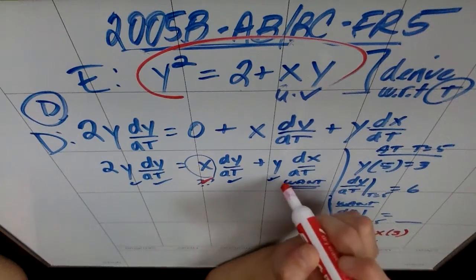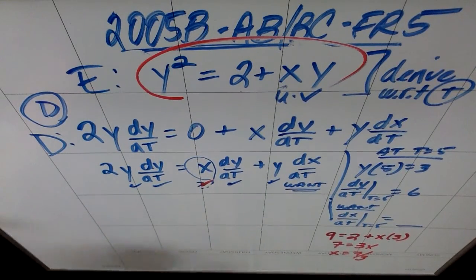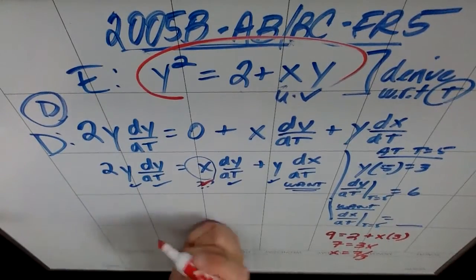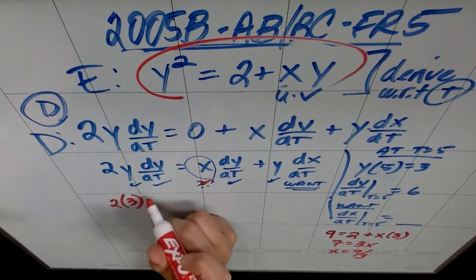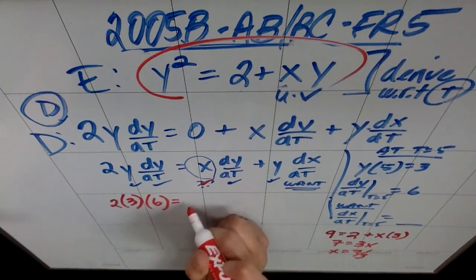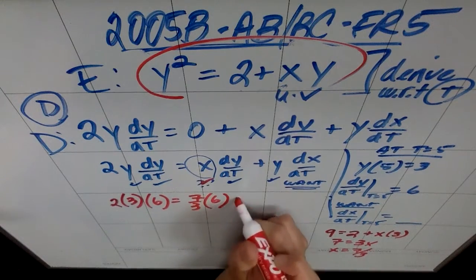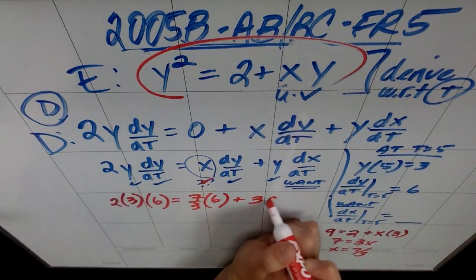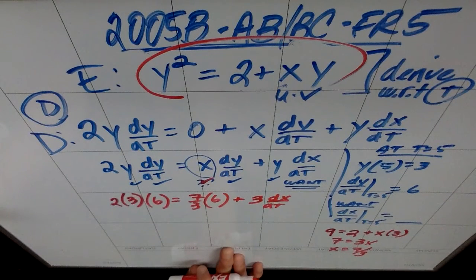So this is the thing I want to solve for now. It's up to you if you want to plug in the numbers first. There's definitely an advantage to doing that. So what I'm going to suggest is that you go ahead and plug in 2 times 3, because that's your y, times 6 equals x, which we now know is 7/3, times 6 plus my y, which is 3, times the thing I want. The advantage doing it this way is that you get rid of the stupid 7/3. If you try and solve first, it can be a little bit messy. So I'm going to suggest that it's easier to do this first.